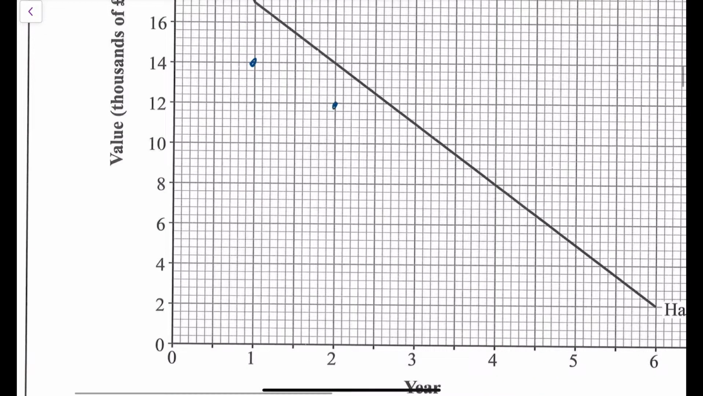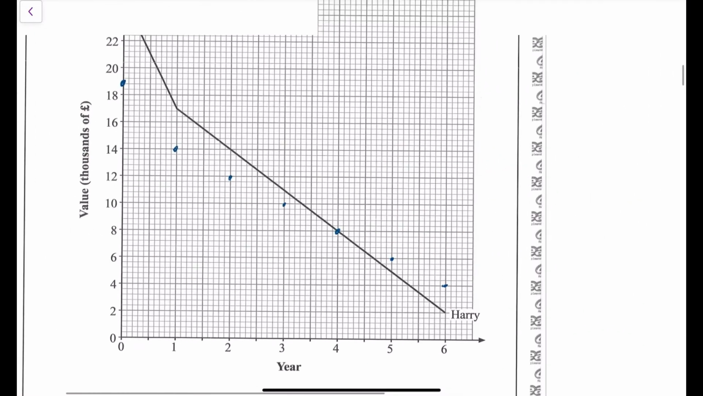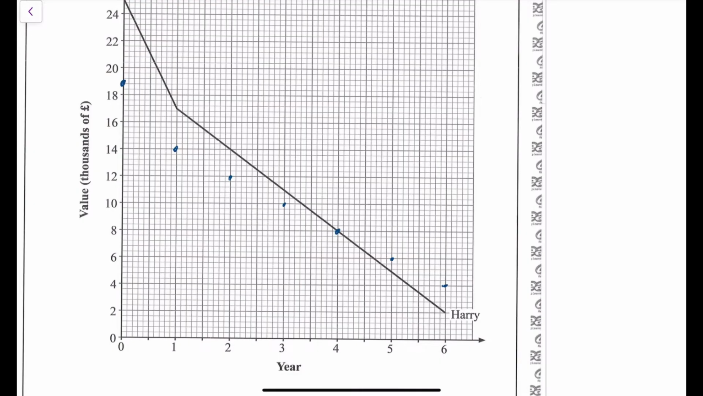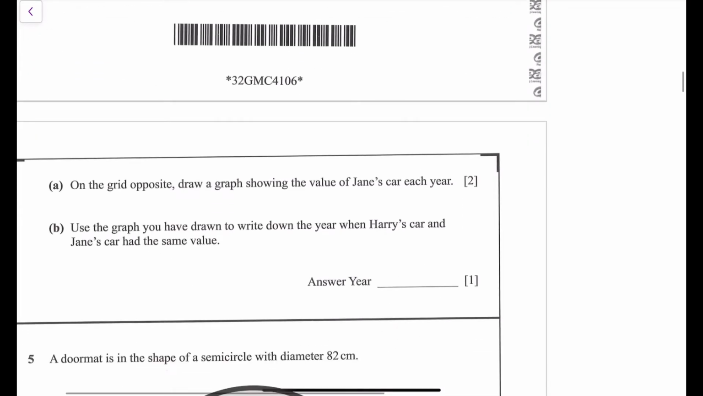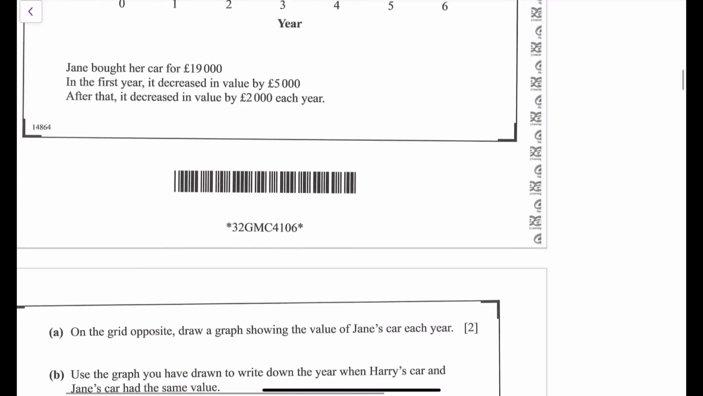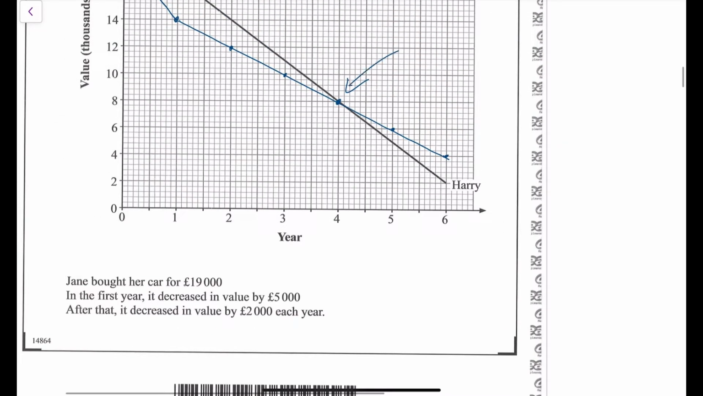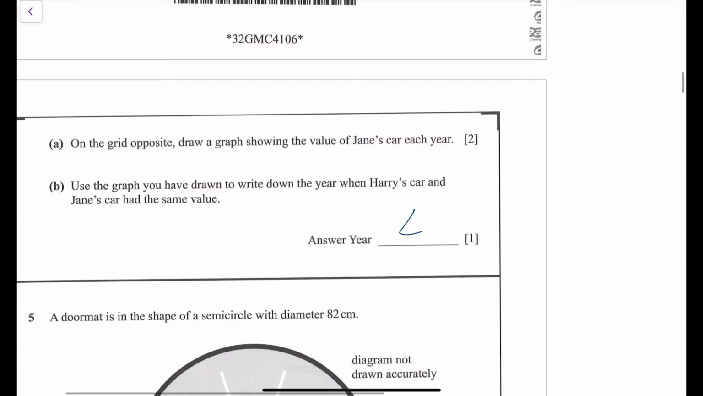So 2,000, 2,000, 2,000, and you can see there's the point at which it crosses, where they intersect. So let's just link those up. And this thing messes up quite often when I use a ruler on it. Apologies if it does. Oh, survived that one. And then you can see, there you go, roughly that's what you've got. The next part of the question says, use your graph to write down the year when Harry's car and Jane's car had the same value. So they have the same value here, and that is year 4, so year 4.